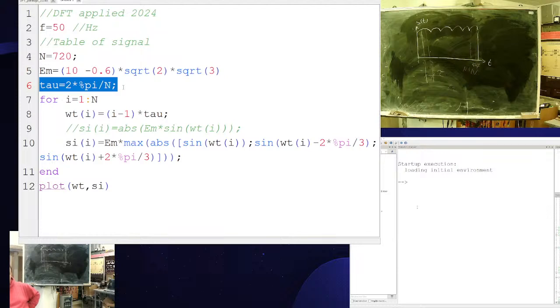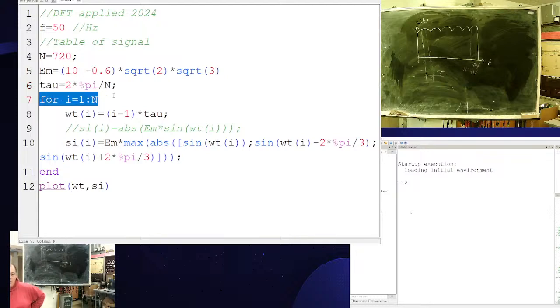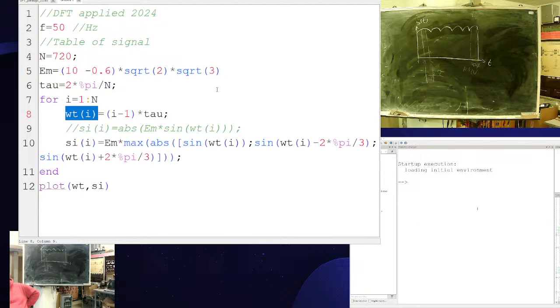Here it is. It's a step. And here, take a look. A for cycle: count 1, 2, 3 up to the number of points. 720 is with a step of half a degree. I don't know, I just like this number. I can take a smaller step, but it's not very important at this moment. Here, Vt is an array of omega t values. I will just use them to draw a chart.